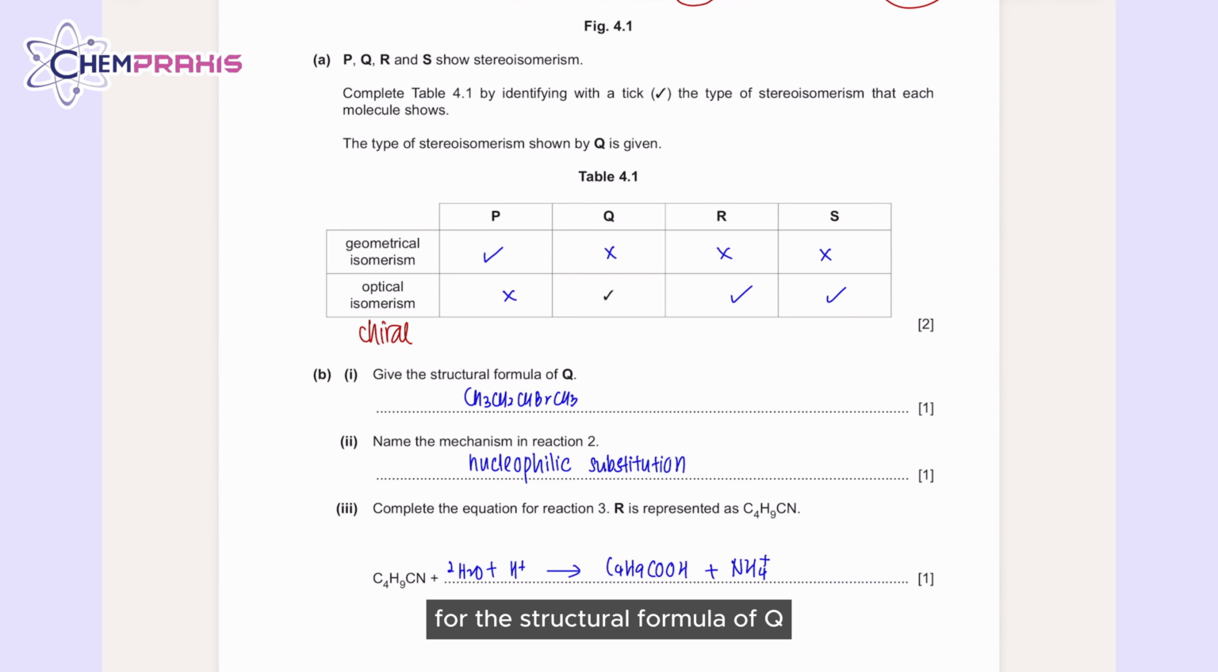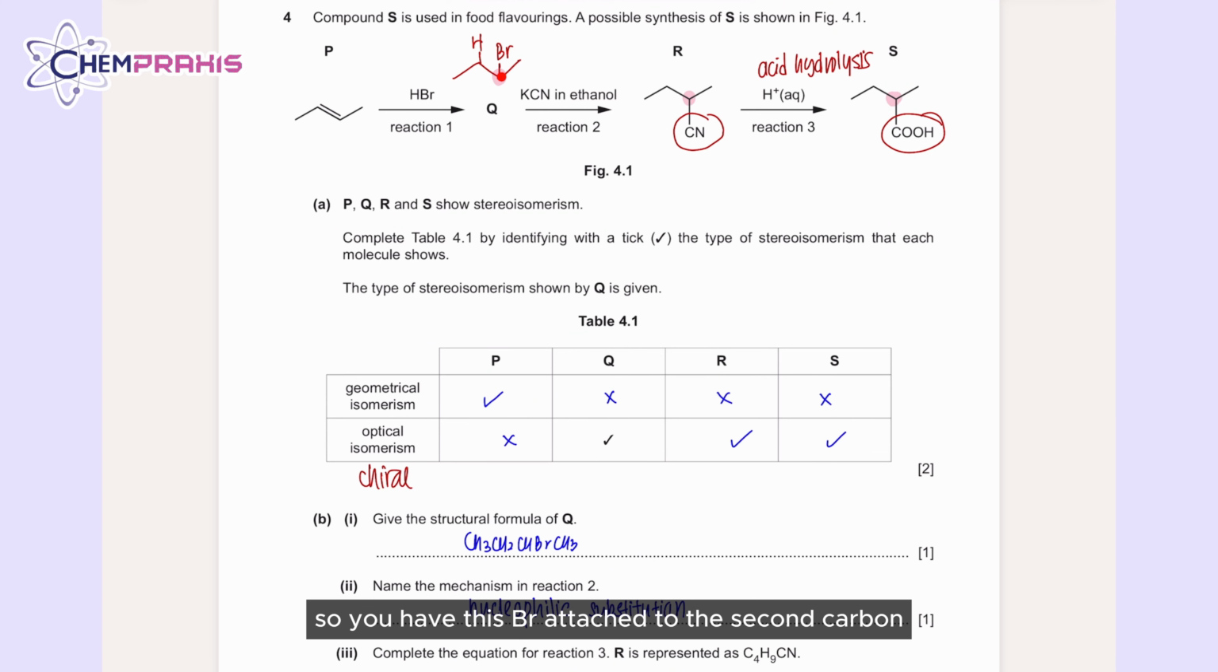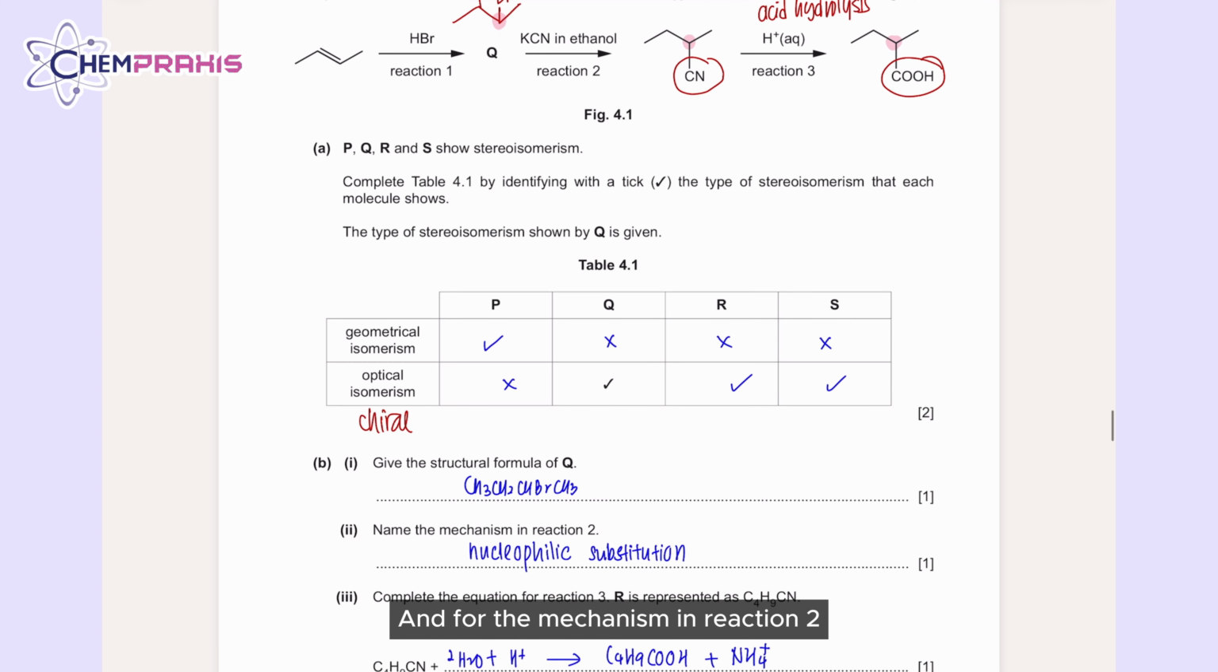For the structural formula of Q, you have this Br attached to the second carbon. We have CH3, CHBr, CH2, and CH3. And for the mechanism, in reaction 2, it is nucleophilic substitution.